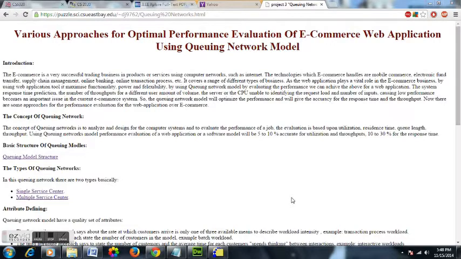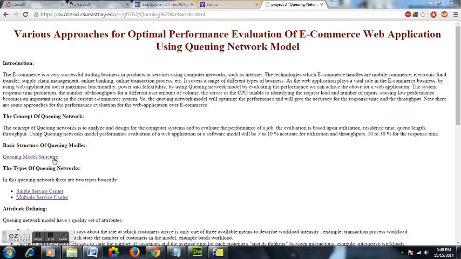So by using this queuing network model, a performance evaluation of a web application or a software model or anything will be like 5 to 10% accurate for utilization of throughput, and 10 to 30% for the response time. So I'm going to tell you the basic structure of a queuing model.